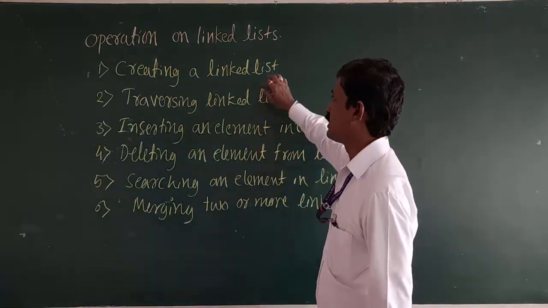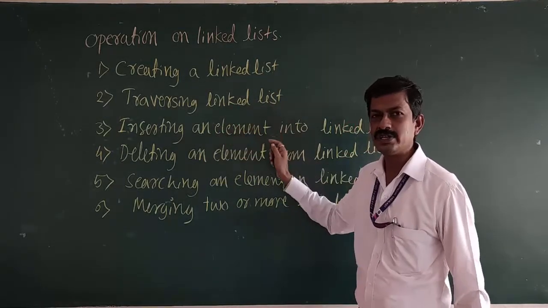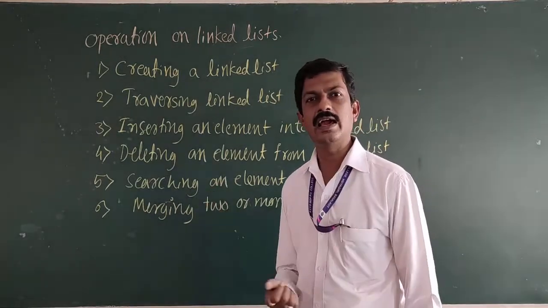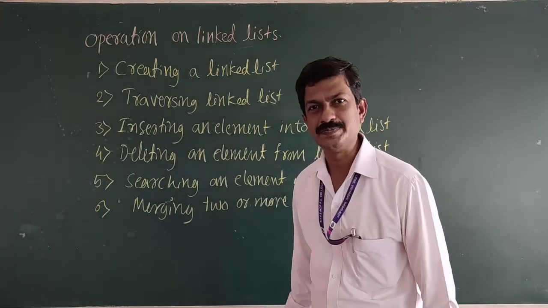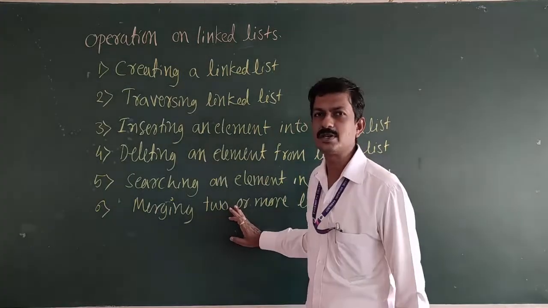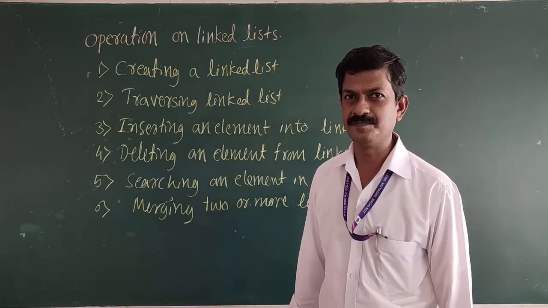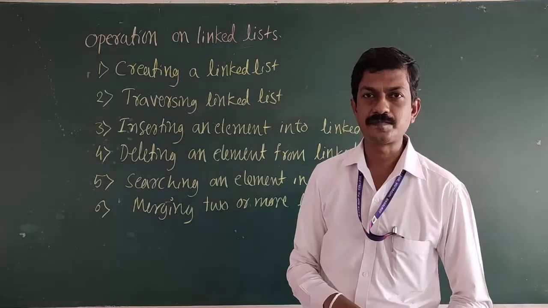Those are creating a linked list, traversing a linked list, inserting an element into a linked list, deleting an element from a linked list, searching an element in a linked list, and merging two or more linked lists. These are the 6 different types of operations which are performed on a given linked list data structure. Now we are going to discuss them one by one. First one is creating a linked list.